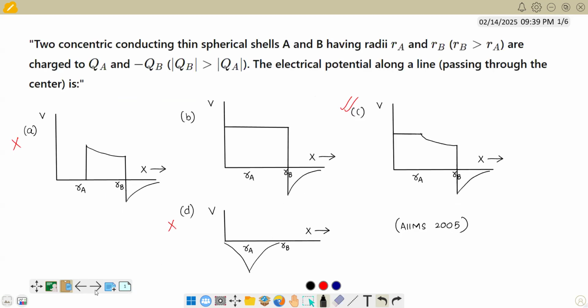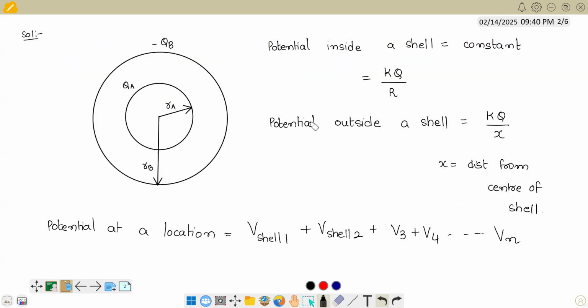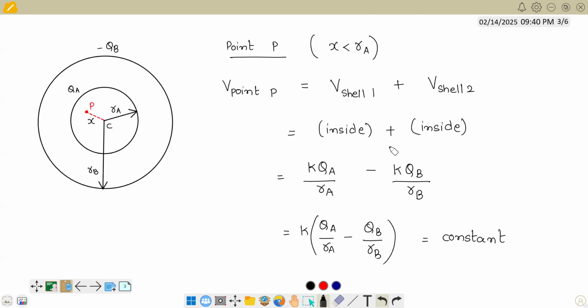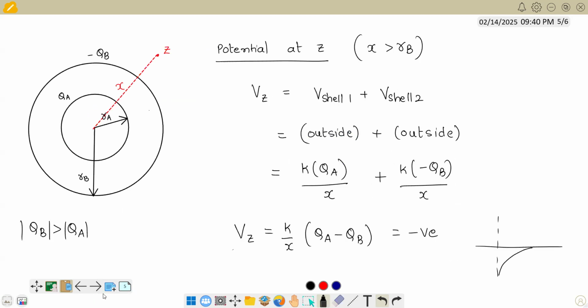And remember, the key concept is: what is the formula for potential inside the shell? What is the formula for potential outside the shell? How do you find potential at any location if you have multiple shells? Simply shell 1 plus shell 2. Write this step by step. Don't rush these problems. Once you have mastered it, then you can rush solving these problems.